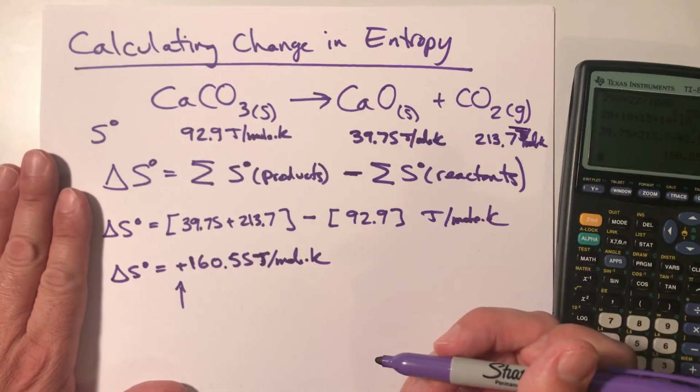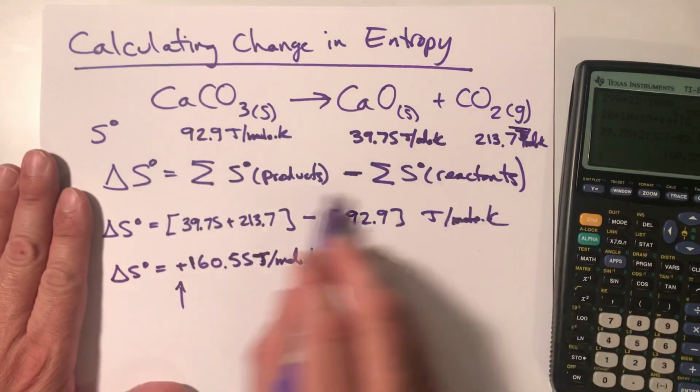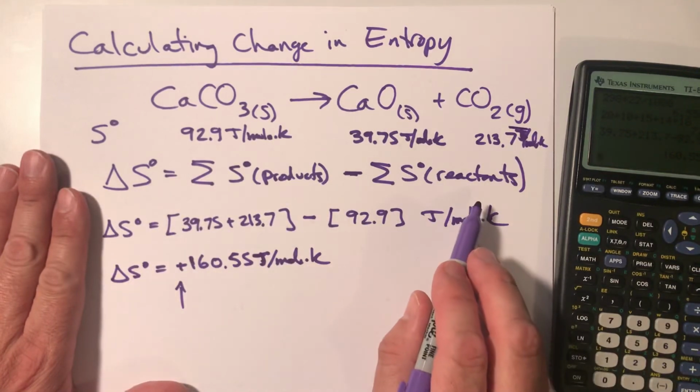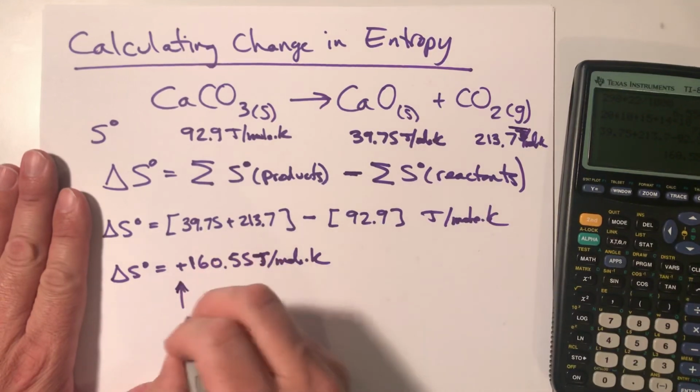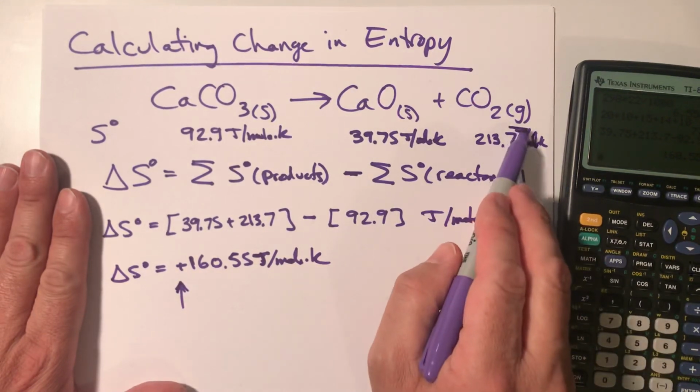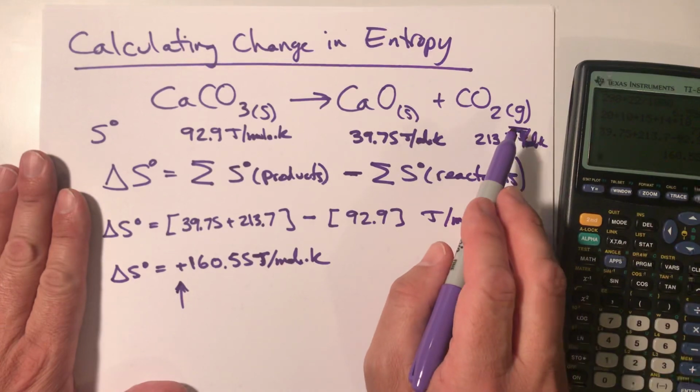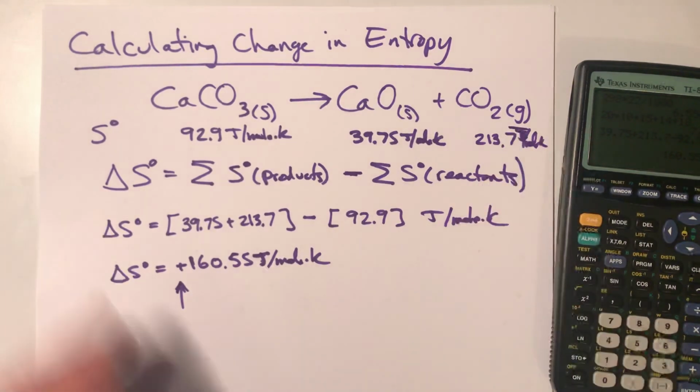So this is how we calculate changes in entropy. We're going to use this equation. We're going to look up the tabulated values for entropy, and then we're going to plug them in. We're going to look at the sign and make sure that that makes sense with whether they're solids or gases, or rather gases being used or created in the reaction.